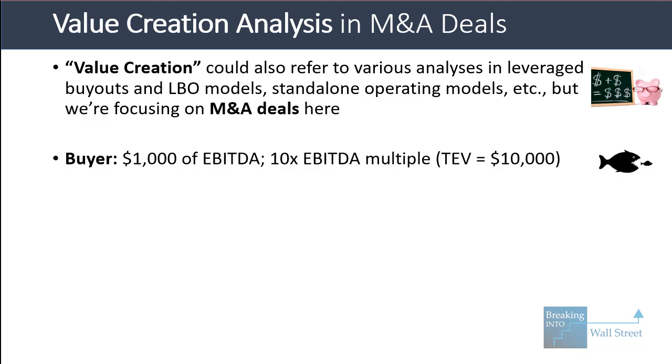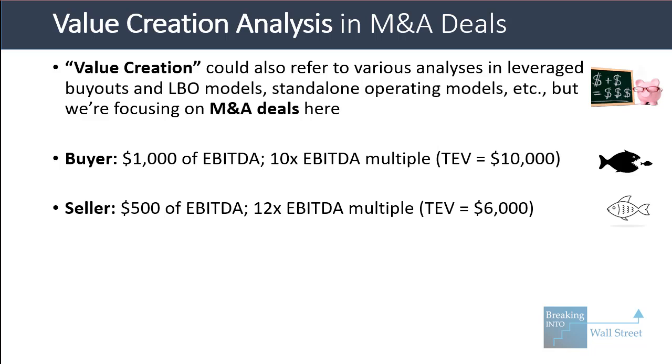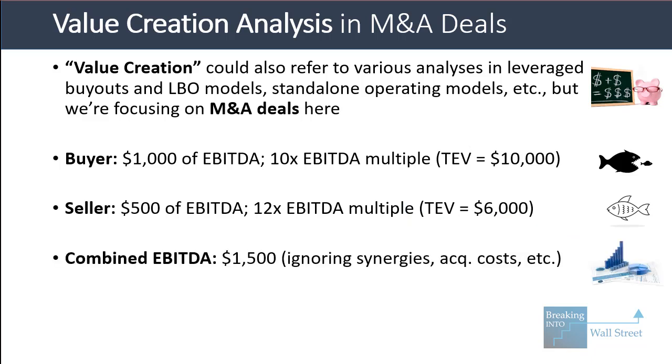So here's the idea. Let's say that you have a buyer with $1,000 of EBITDA, and the buyer has a 10x EBITDA multiple. So the buyer's enterprise value, therefore, is $10,000. And then you have a seller with $500 of EBITDA, a 12x EBITDA multiple, and so its enterprise value is $6,000. If you combine the EBITDA from the buyer and seller, it's $1,500 if you ignore synergies, acquisition costs, and so on.